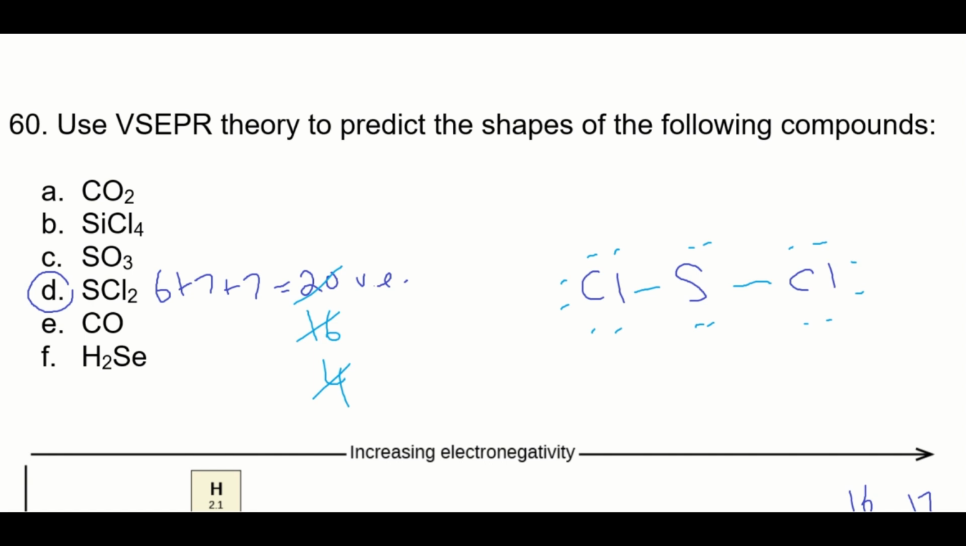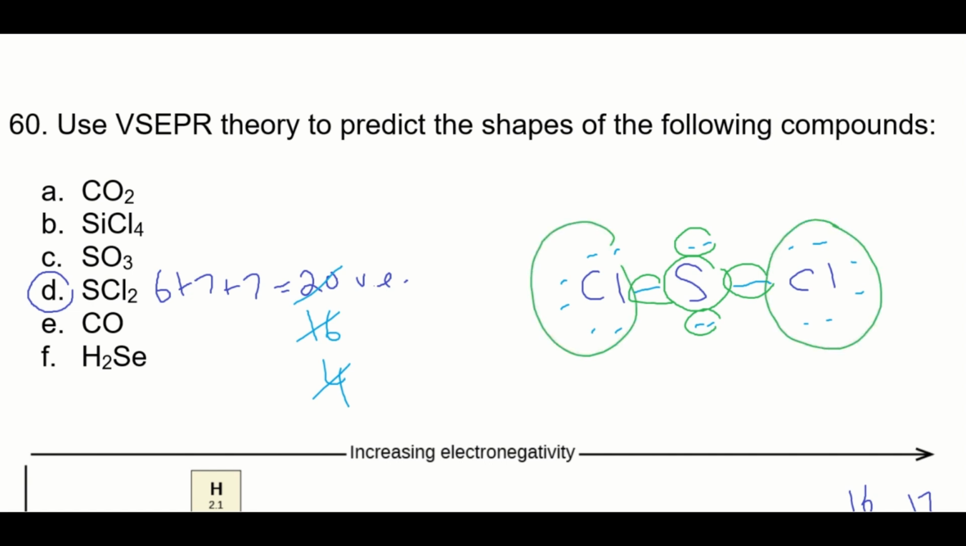Let's take a look at the VSEPR geometry. The formal charges are all 0, so we're good with that. Now the central sulfur has 1, 2, 3, 4 effective pairs, or regions of electron density. 2 of the 4 are connected to other atoms. In other words, 2 lone pairs.